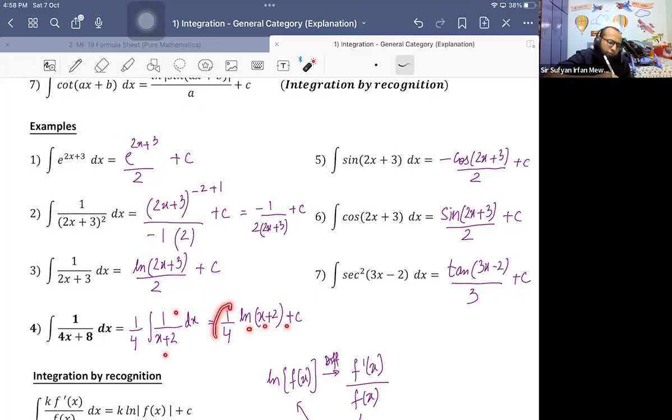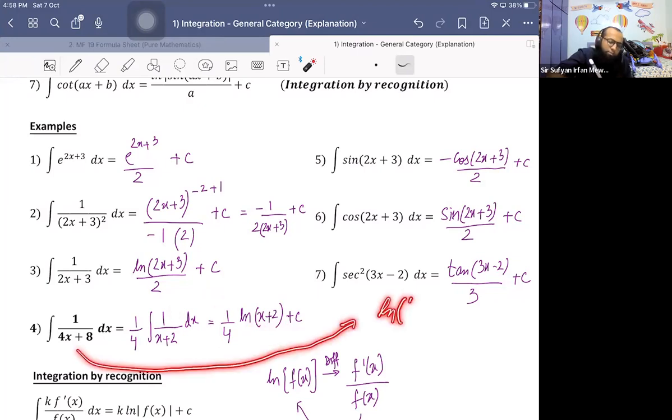Let's suppose you forget to do this, what will you do? You will have written like this: ln of 4x plus 8 divided by 4 plus c. Now just check that 1 upon 4 times ln of x plus 2 is not the same as 1 upon 4 times ln of 4x plus 8. And even if you now take 4 as common, nothing can be done, because even if ln is applied on that, the answers will be different. So that is why we have to take that particular number as common before we integrate it.